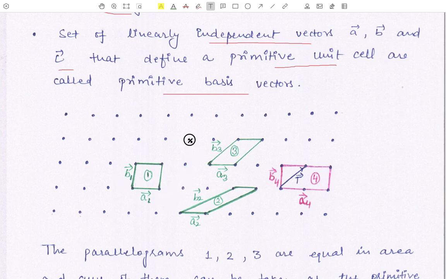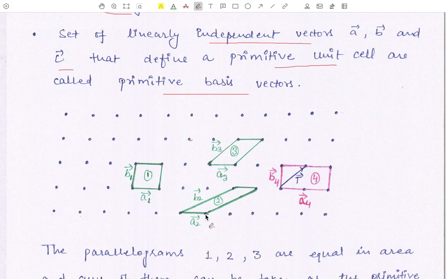Let us take this lattice point here. Let us take this lattice point. Now we see whether we can reach this lattice point with the help of these a1 and b1 vectors by taking their linear combinations. Now to reach this point, from this point we have to cover this much distance, that is 2 times a1 vector and also 2 times b1 vector. That is, the position vector of this lattice point can be written as a linear combination of these a1 and b1 vectors. So this is a primitive unit cell.